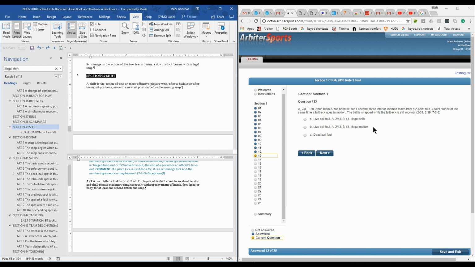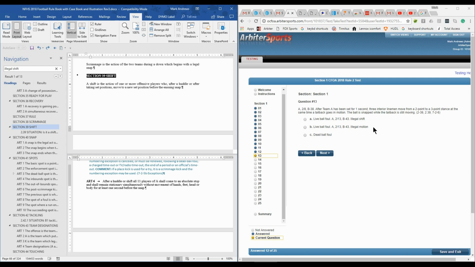Question 13. Team A, 2nd and 8 on the B38. After Team A has been set for 1 second, 3 interior linemen move from a 2-point stance to a 3-point stance. At the same time, a tailback goes in motion. The ball is snapped while the tailback is still moving. Is it A, a live ball foul for an illegal shift? Is it B, a live ball foul for illegal motion? Or C, a dead ball foul?